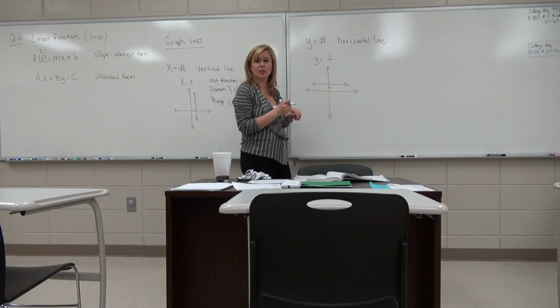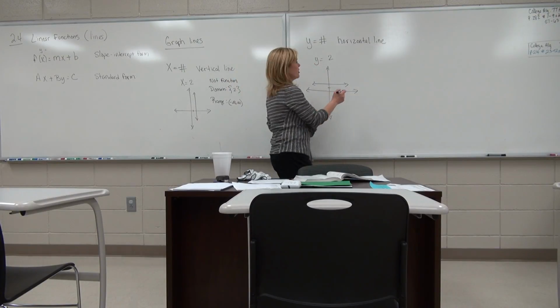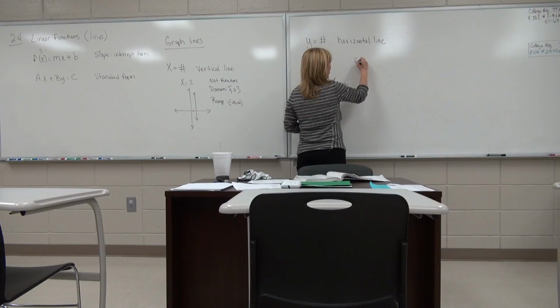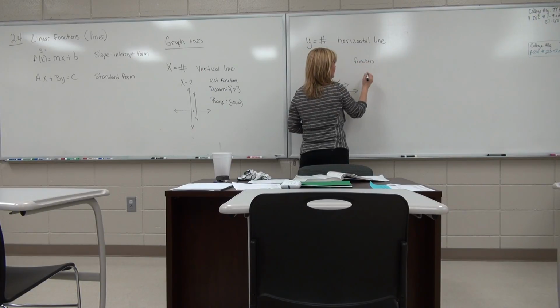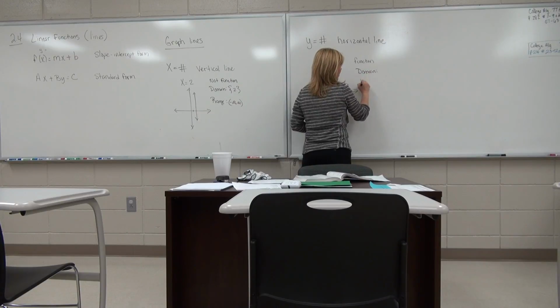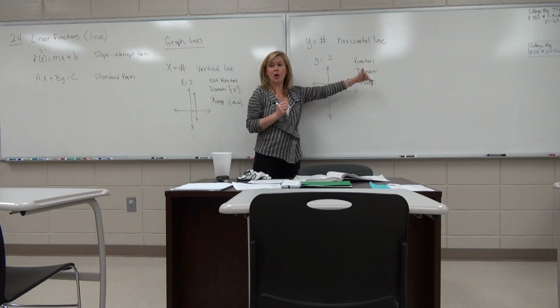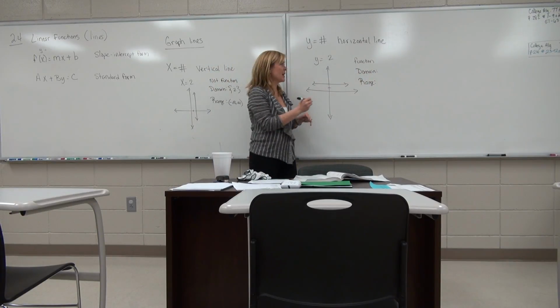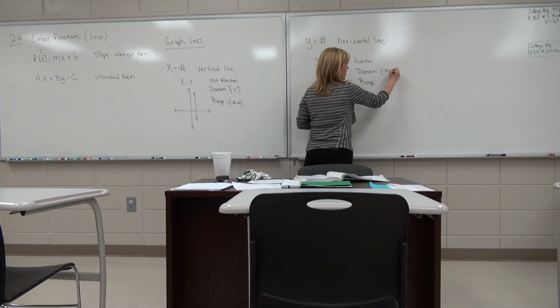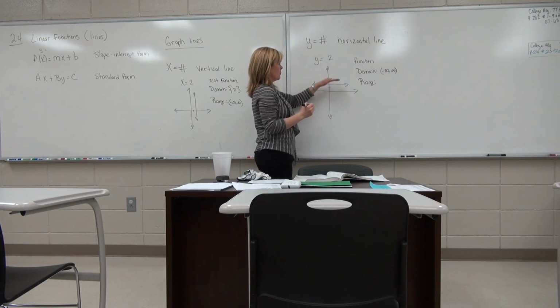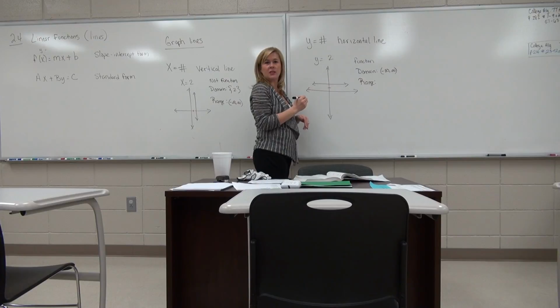Would this one be a function? Yes, that passes the vertical line test. So y equal a number, a horizontal line, is a function. And now let's do the domain and range. Well, domain, this arrow's going all the way to the left, and it goes all the way to the right. So that means my domain is all real numbers. My range, well, what's the only y value here? 2.